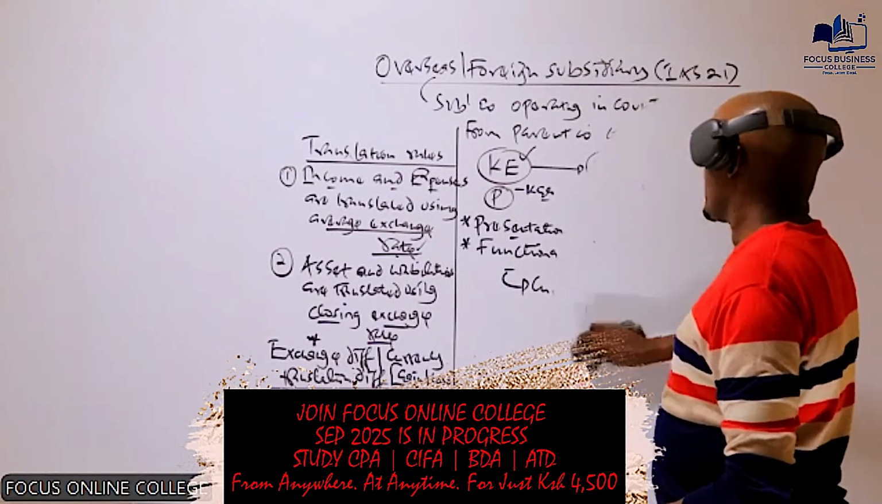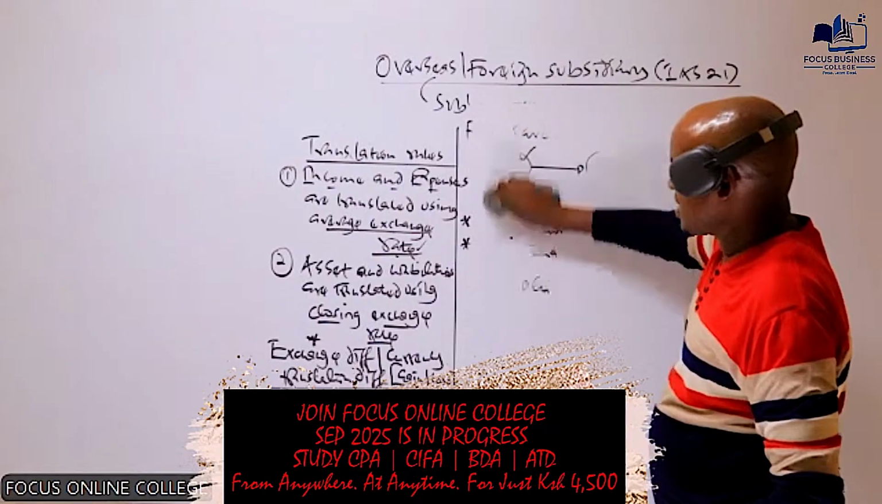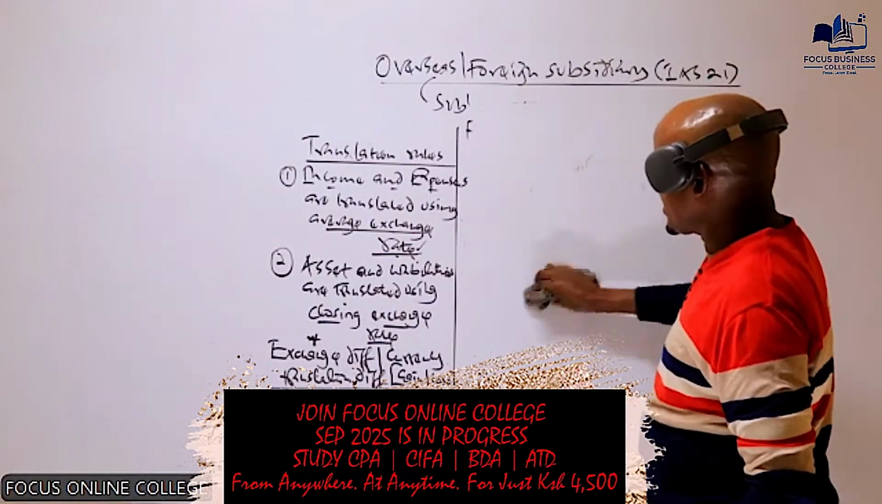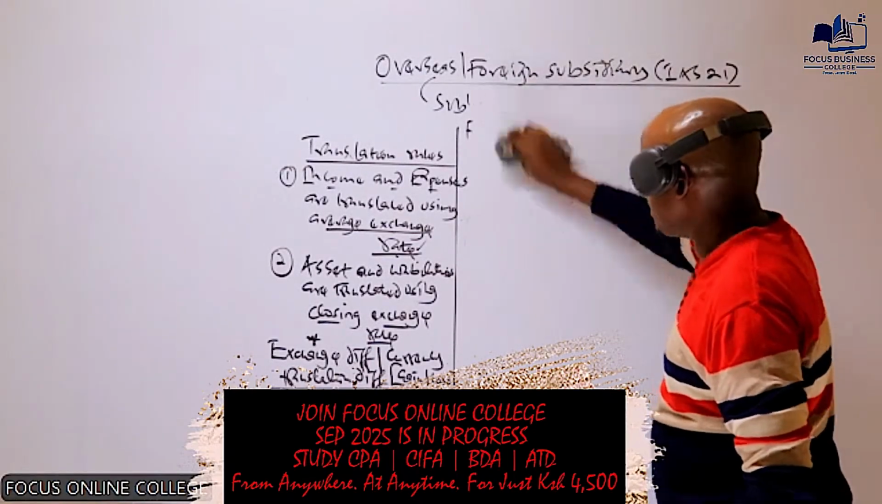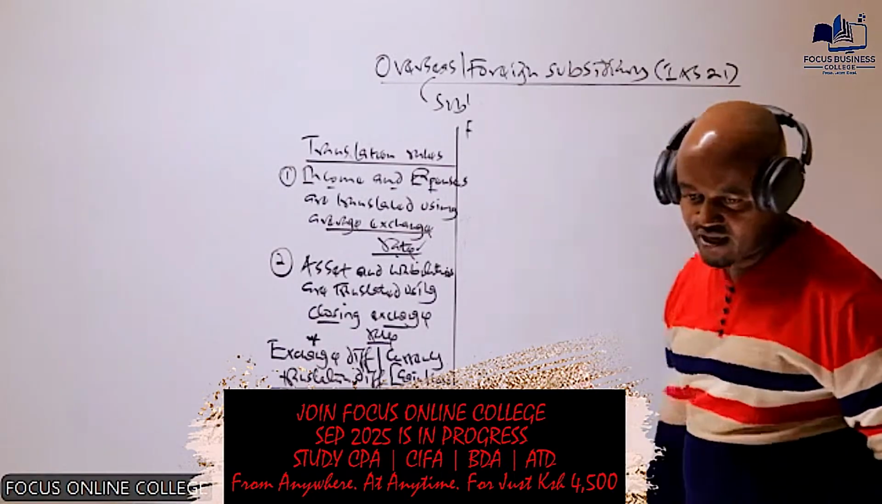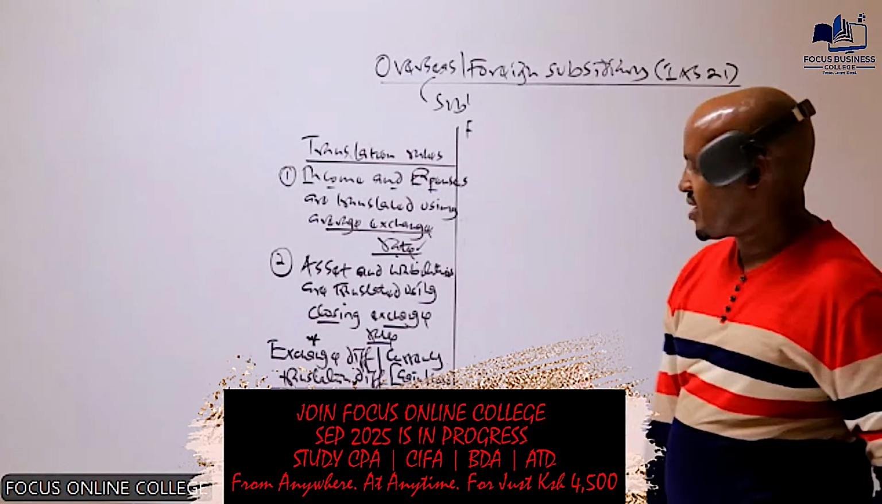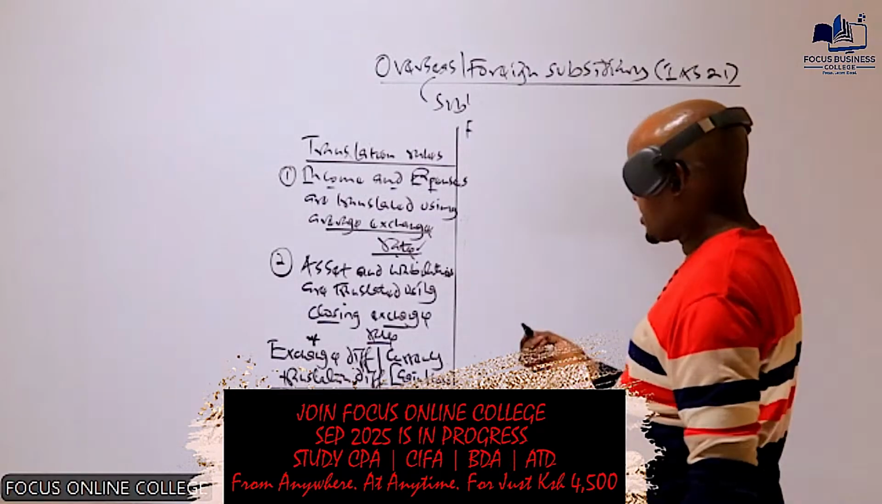So I want us to look at how we determine this currency translation difference, which arises from translation of those three items: the goodwill, profit for the year, and the opening net assets of the subsidiary. So let's start with the goodwill.